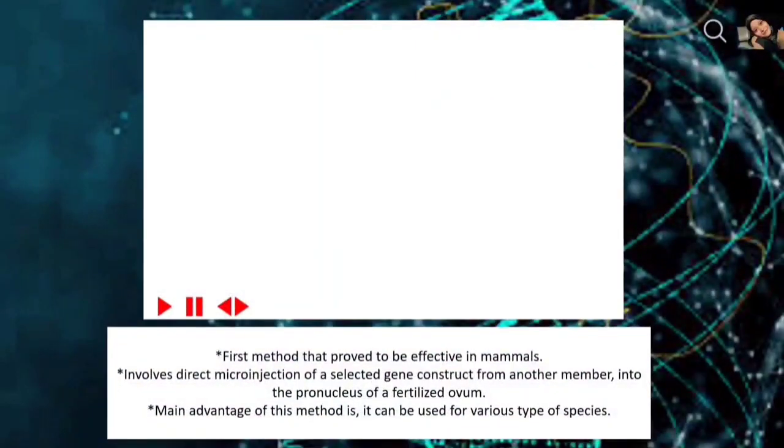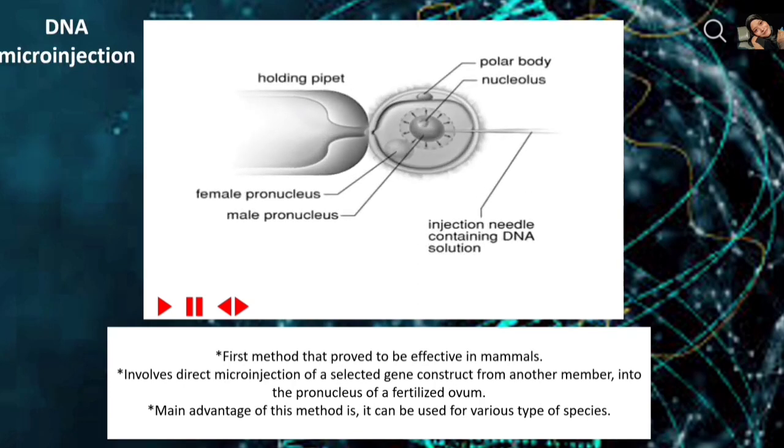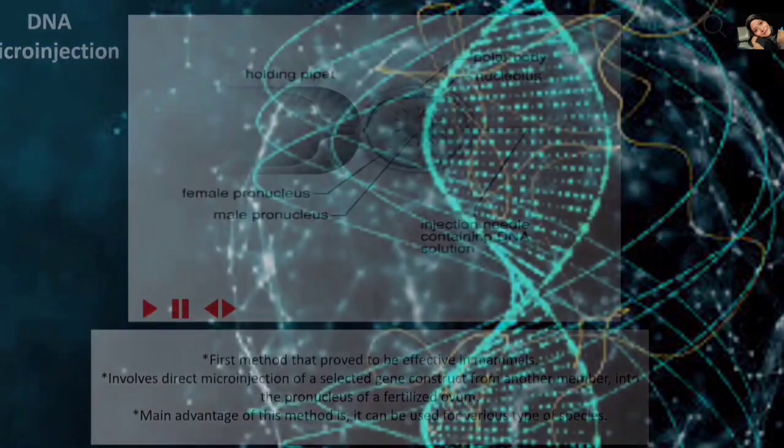Let's start with the first one, DNA microinjection. This is a commonly used method in transgenics, and it was one of the first methods proved to be effective in mammals. It involves direct microinjection of a selected gene construct from another member, whether from the same species or a different species, into the pronucleus of a fertilized ovum. The main advantage of this method is that it can be used for various types of species.